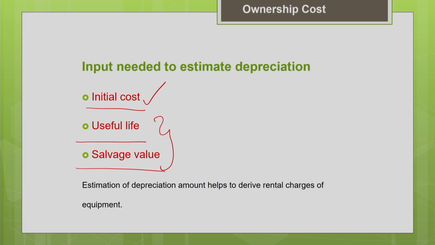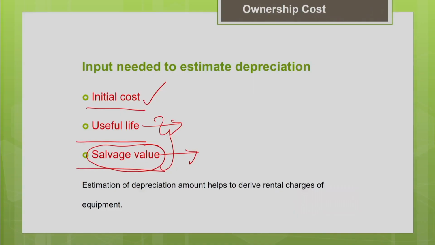Based upon your past experience with a similar type of machine, you can get approximate information about the useful life of the machine. Similarly, at the end of the useful life, at what price you are going to sell it or resell it at a reasonable price is called the salvage value. So this is also a little bit uncertain. Approximately you can estimate it based upon your past experience with similar equipment. So with these three input parameters, you can estimate the depreciation associated with the machine.